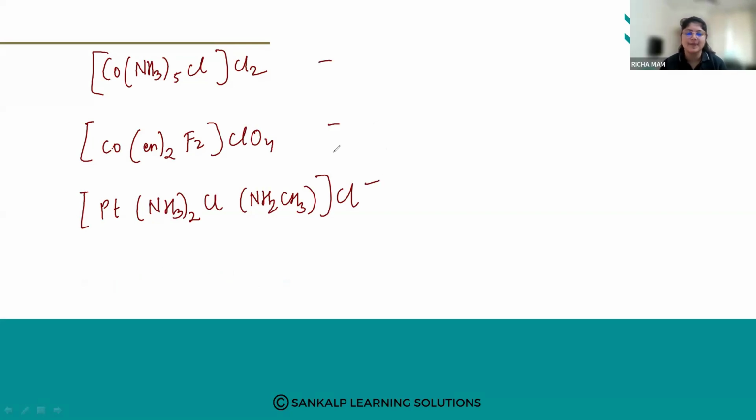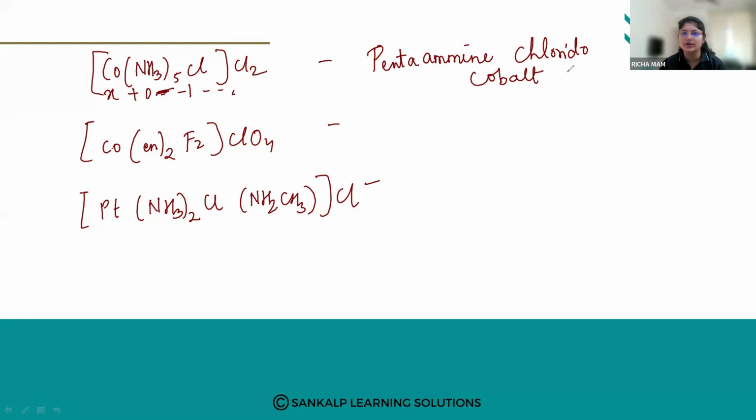Tell the names of this particular compound. So there are chlorido and amino groups. So first will be your amino. How many? Penta. So pentaamine, then chlorido. Then what you have? Cobalt. What is the charge? X plus 0, minus 1, minus 1, 2, minus 2. So this will go and become plus 3. So it becomes 3 chloride.